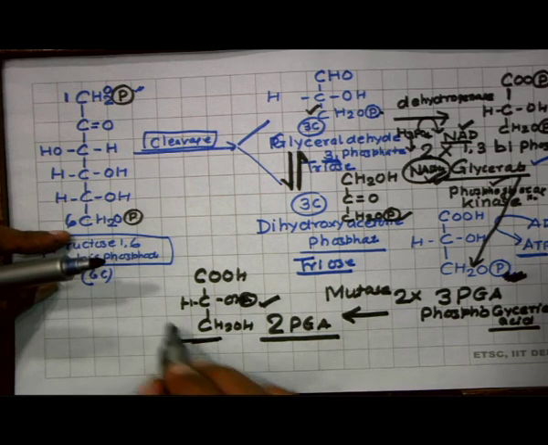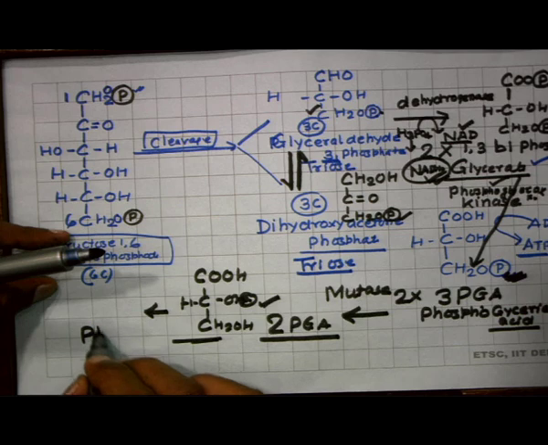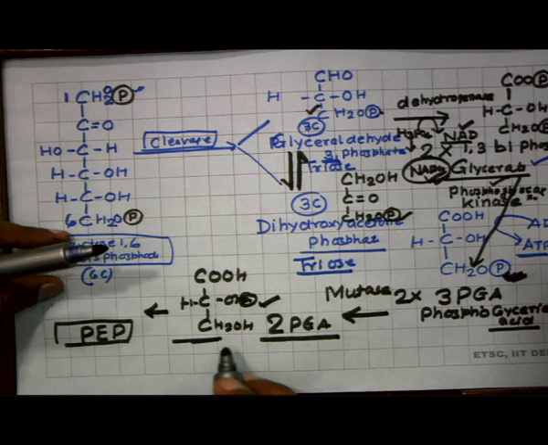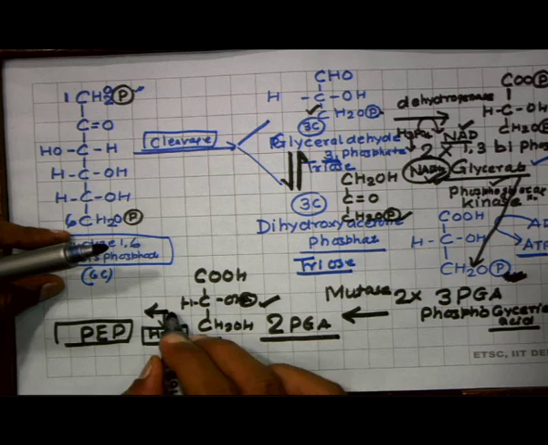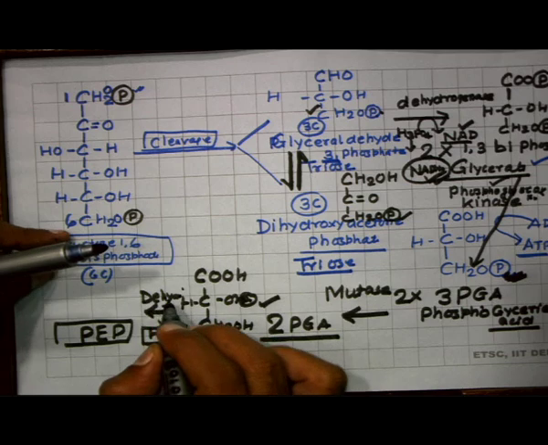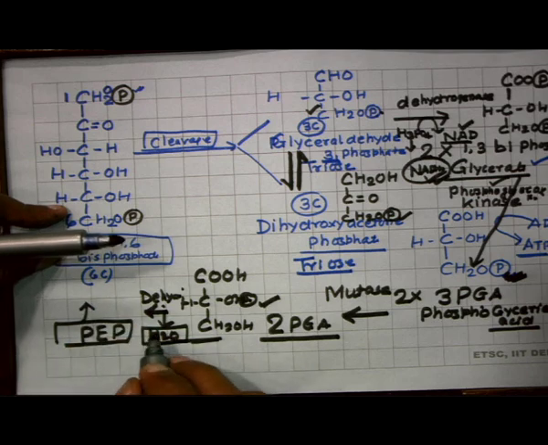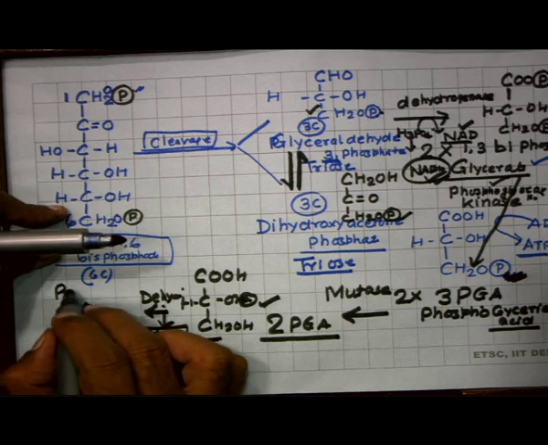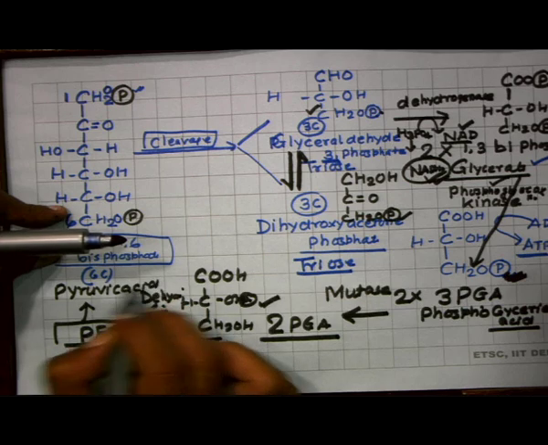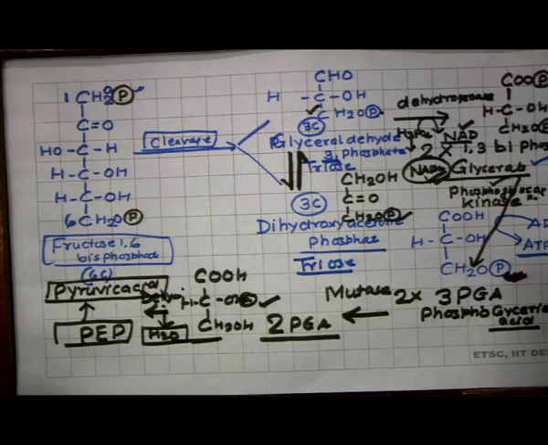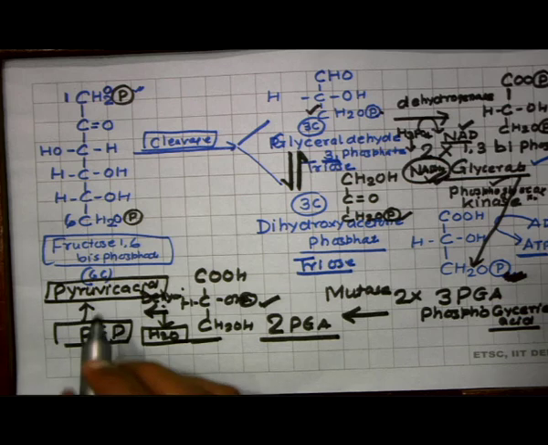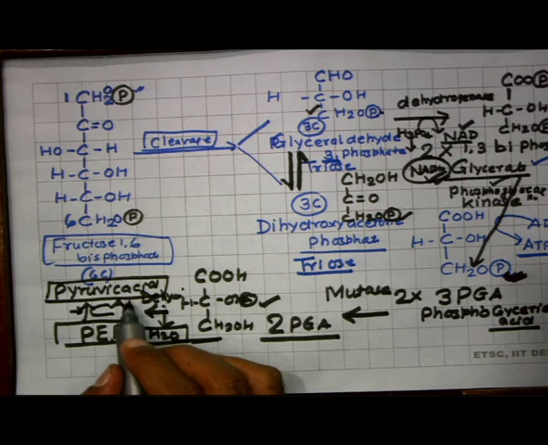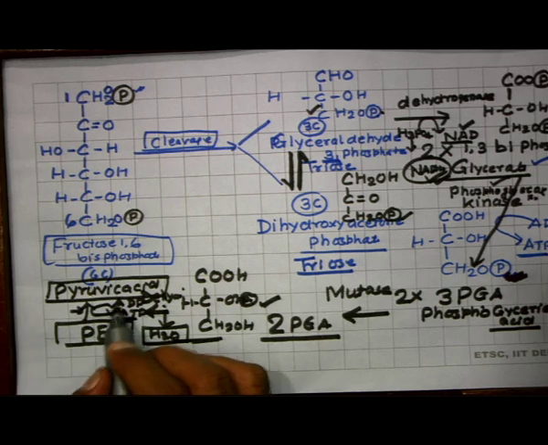This 2 PGA is now converted into PEP, phosphoenol pyruvate. In this reaction, a water molecule is released, so the process is dehydration. PEP is finally converted into pyruvic acid, which is the end product of glycolysis. When PEP is converted into pyruvic acid, it also releases a phosphate molecule, which converts ADP into ATP. So, 2 ATP is also formed here.